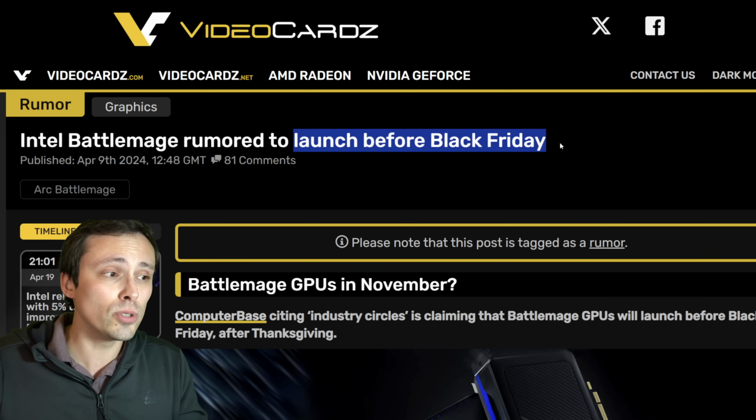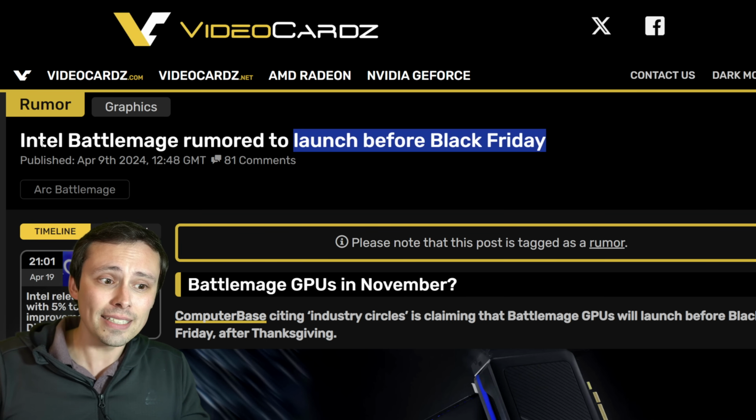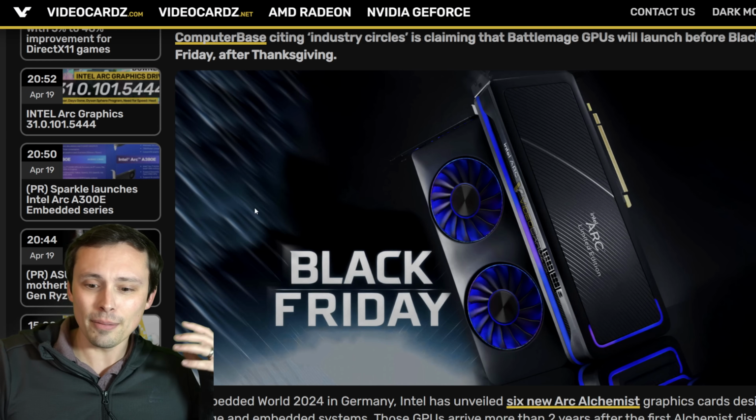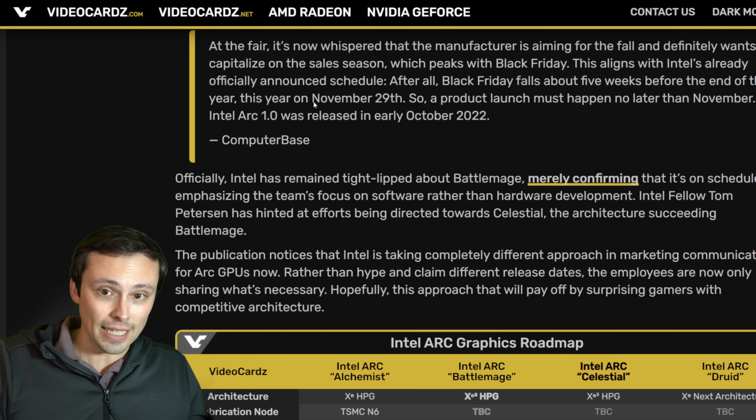Now, granted, Nvidia usually leads with their top-end products, so probably like a 5090 and a 5080, and I don't think that Battlemage will be competing directly with those products, but I'm just saying I'm a little bit worried that it's going to be a little bit late.